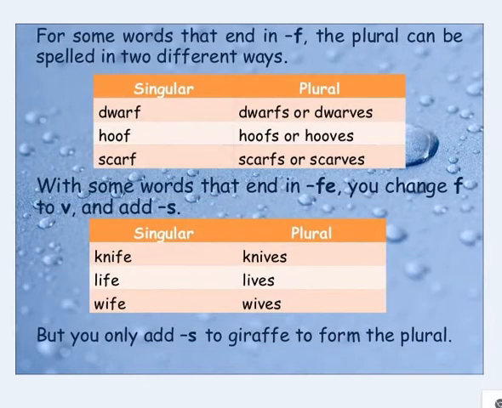So the next is some words that end in f. The plural can be spelled in two different ways. It can be drafts, it can also be draughts. Scarf can be scarfs, it can also be scarves. If the word ends in fe, we change it to v and add es. Knife, knives. Life, lives. Wife, wives. But you only add s to giraffe to form the plural giraffes.